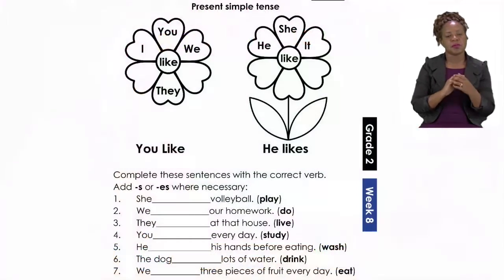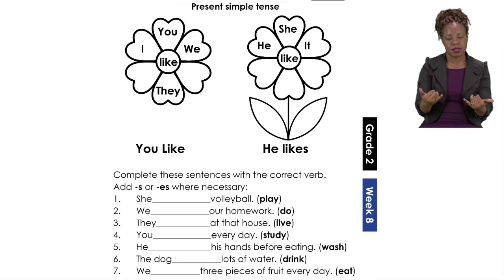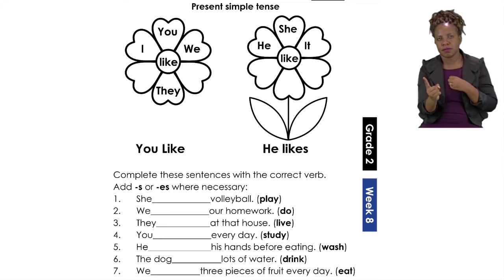Now, present simple tense is when we use doing words as they are happening, which means it's not the future or the past, but happening right now. The two flowers that we have contain words that are going to help us understand the present simple tense. Let's take a look at the first flower. The first flower has the words you, we, they, and I.